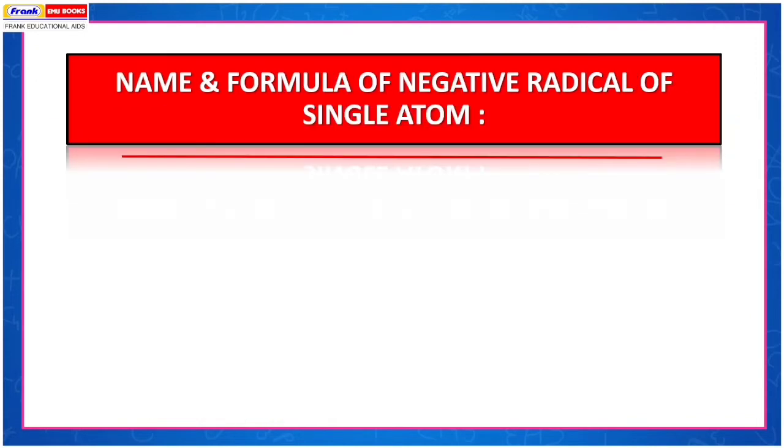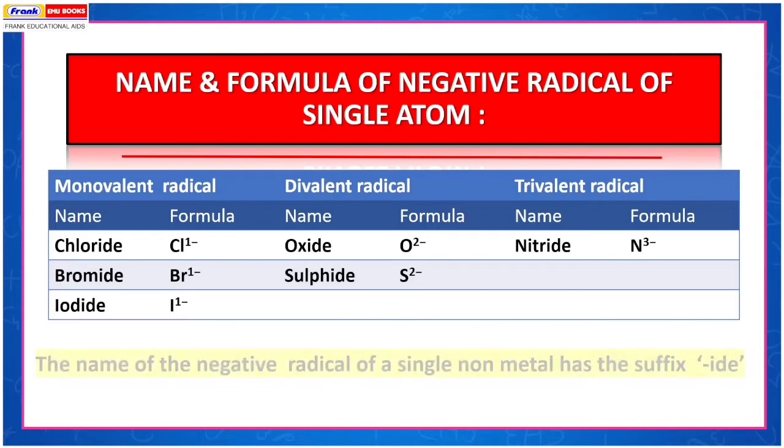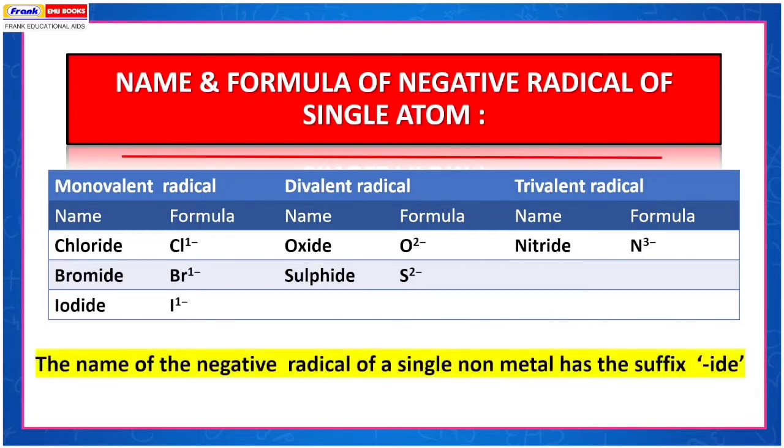Name and formula of negative radicals of a single atom. Monovalent radicals, some examples are chloride Cl-, bromide Br-, iodide I-. Divalent radicals, some examples are oxide O2-, sulfide S2-. Trivalent radicals, some examples are nitride N3-. The name of the negative radical of a single nonmetal has the suffix -ide.